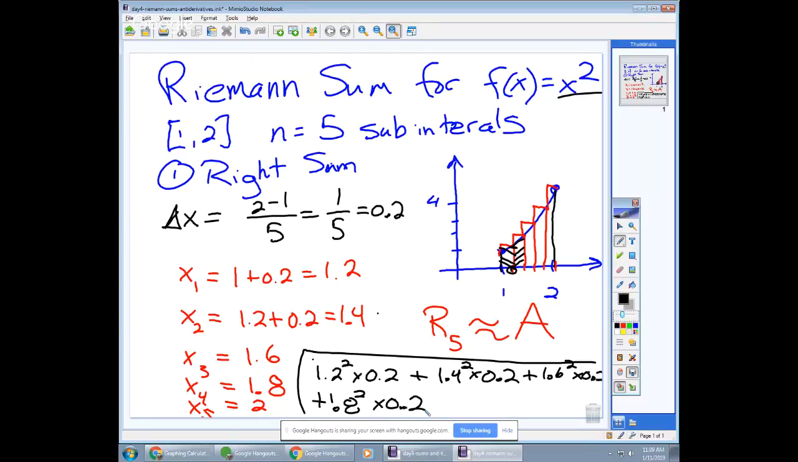We did a problem kind of like this the other day. It was a more complicated function. You find the list of x values, you plug them in to get the heights, you multiply by the base, and then you add them all up.